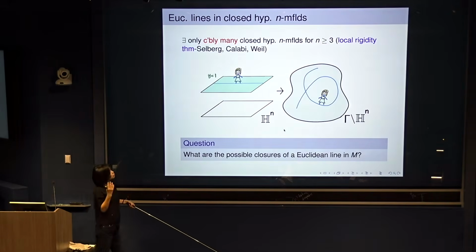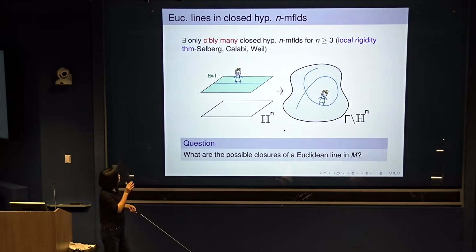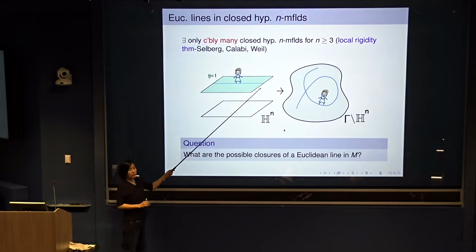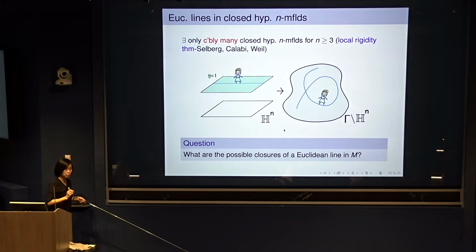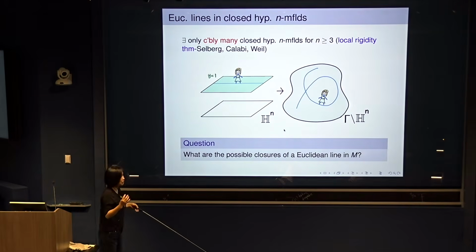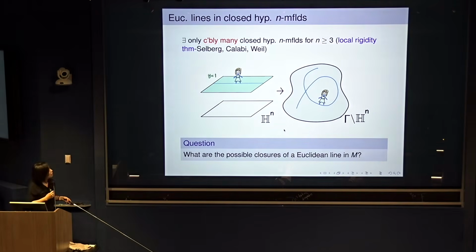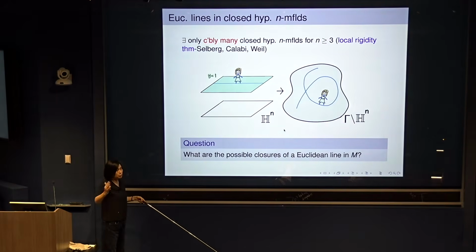In dimension 2, we have seen continuously many, uncountably many closed hyperbolic surfaces, but in higher dimension, when n is at least 3, we only have countably many closed hyperbolic n-manifolds. So in higher dimension, it's much rarer to have a closed hyperbolic n-manifold. This is due to the local rigidity theorem of Selberg-Calabi-Weil. But nevertheless, there are infinitely many closed hyperbolic n-manifolds. So she has places to travel. She wants to travel.